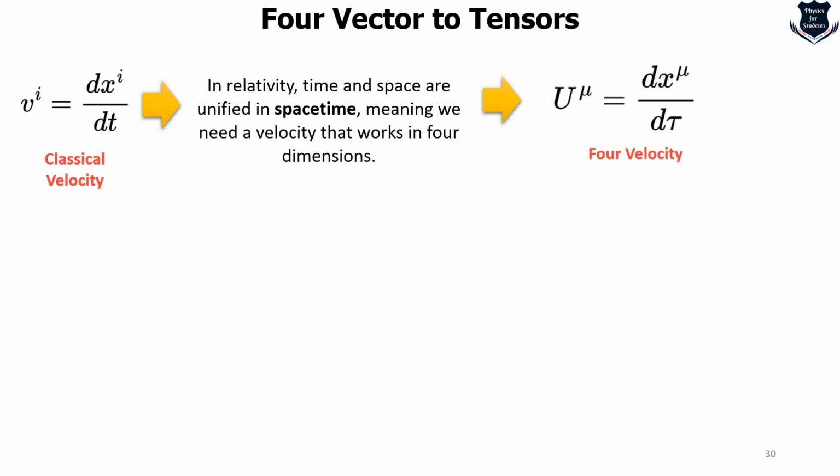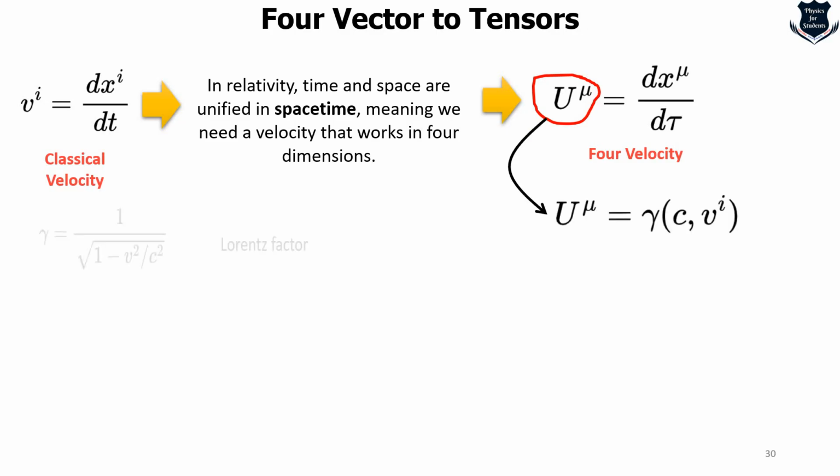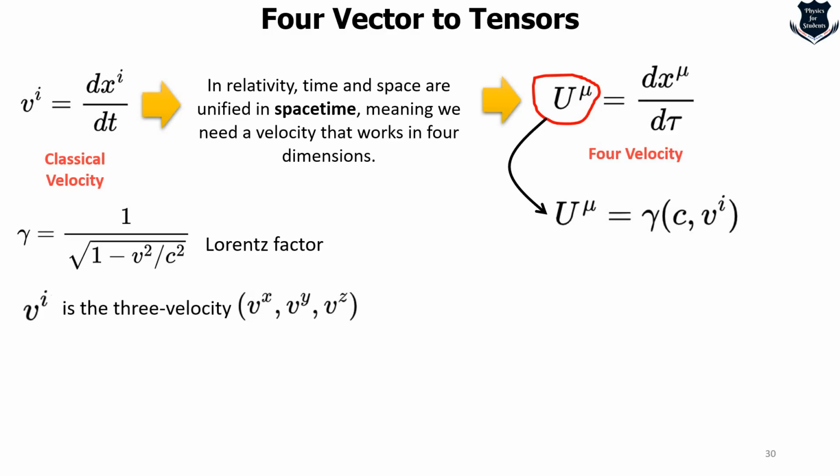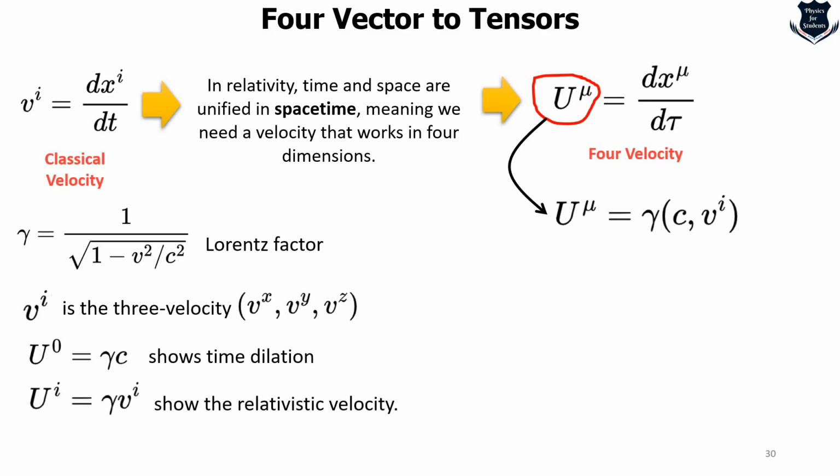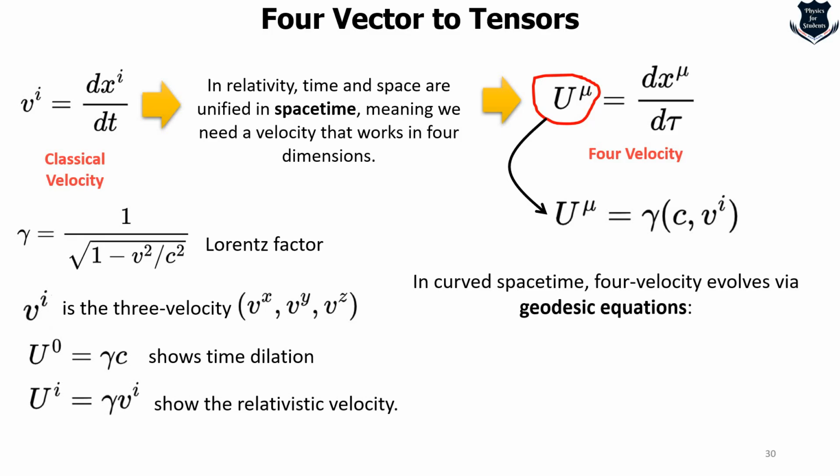So it gets into what is called a 4 velocity. Now here you can see that tau, we switch to proper time tau, which is time measured in the object's own frame. And this can be generalized into the components. So we get a Lorentz factor, then we get Vi, which is the 3 velocity, in the x, y and z direction. And this one shows that time slows down, the time dilation, and it shows the relativistic velocity.